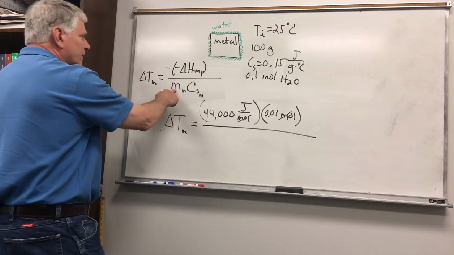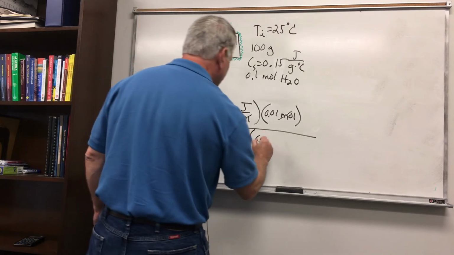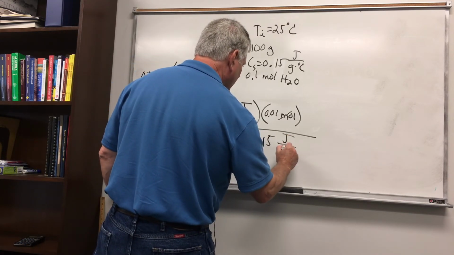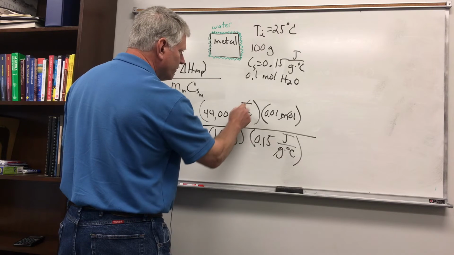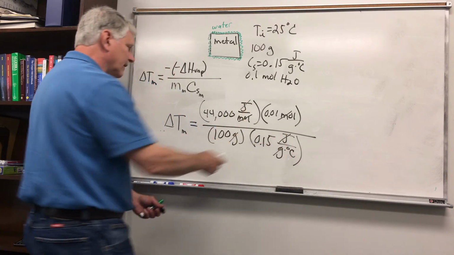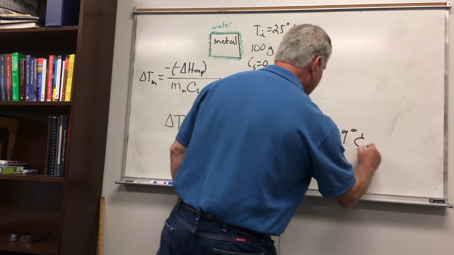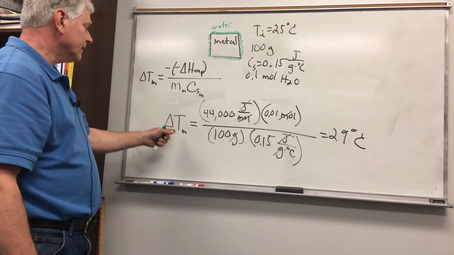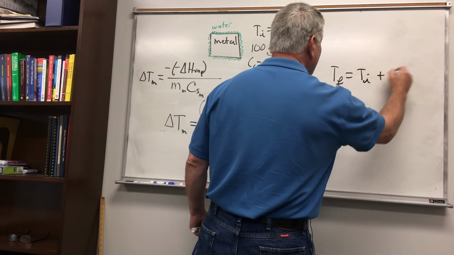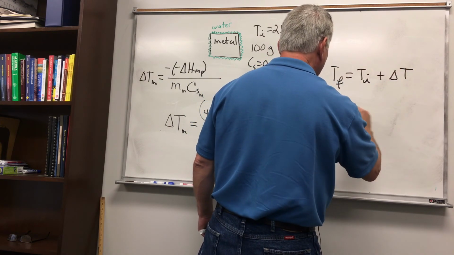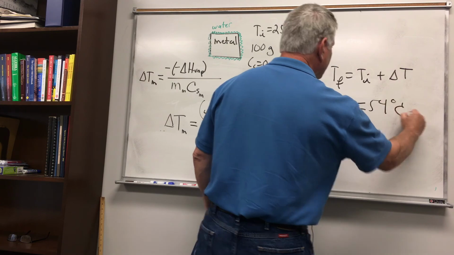Now divide this by the mass of the metal, 100 grams, and the specific heat of the metal, 0.15 joules per gram degrees centigrade. And you'll see that grams cancels, joules cancels, and the only unit I will have is degrees centigrade for the temperature change. So this is 29 degrees centigrade for the temperature change, and delta T is positive, so my T final would be T initial plus delta T. So T final is equal to 54 degrees centigrade.